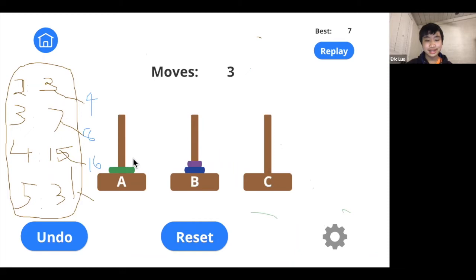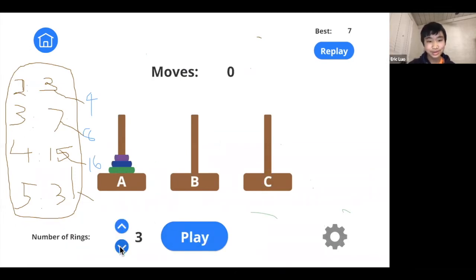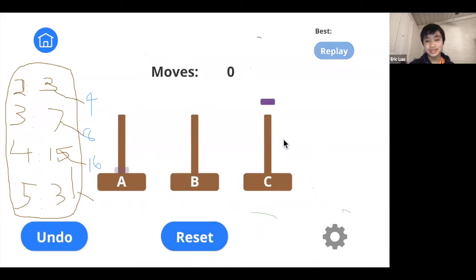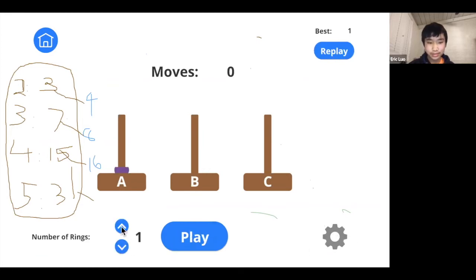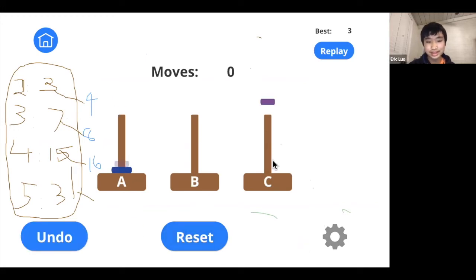So that means that in order to build a tower of 2 on B, you have to first build a tower of 1 on C. So if we have a tower of 1 on C, then that means that we have to start the purple one on C. Actually, let's look at one ring. If we have one ring, then we just move it to C, and we don't need to establish a tower on B. But if we have 2 rings, then we have to establish this other tower on B.